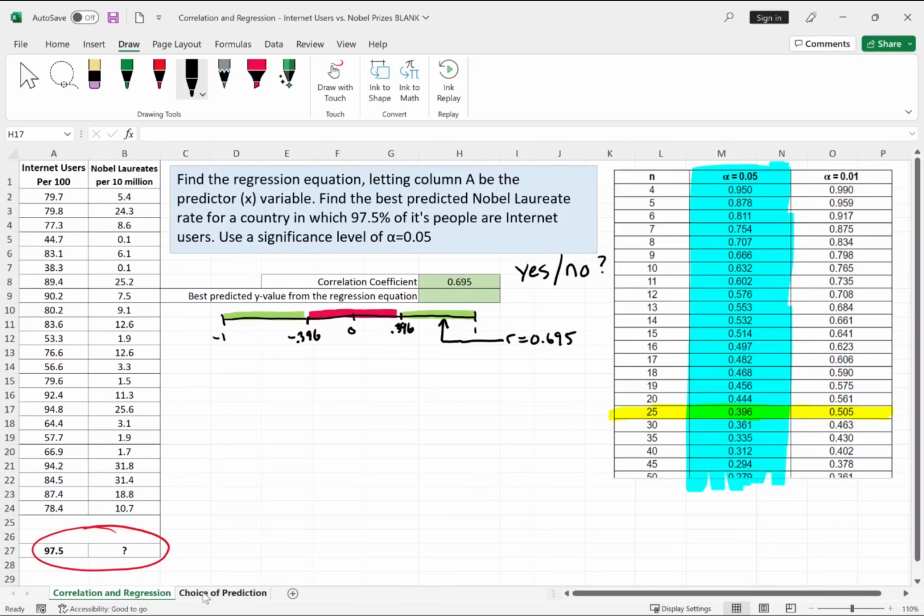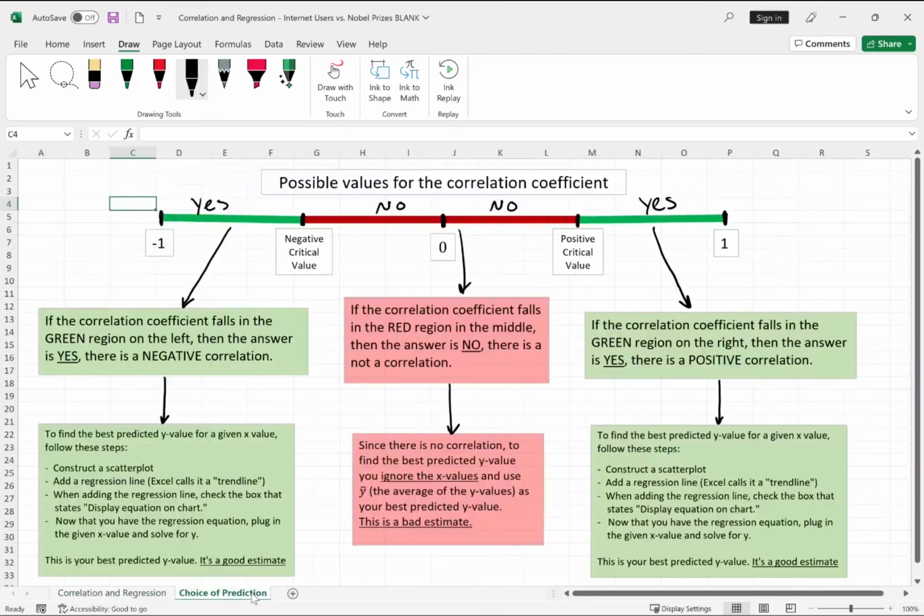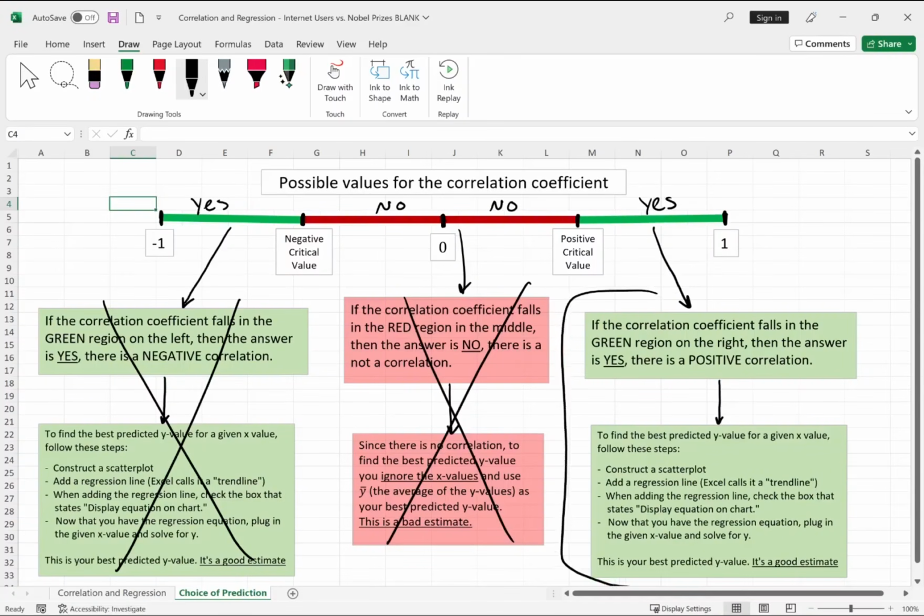So I'm going to go back over to this second tab, choice of prediction. So we're not there, even though the right and the left is the same method. We are here. Right, the answer was yes. There's a statistical correlation. So now, to find the best predicted y value, we have to take that given x value and plug it in to the regression equation. Plug it in and solve for y. Plug in the x and solve for y.